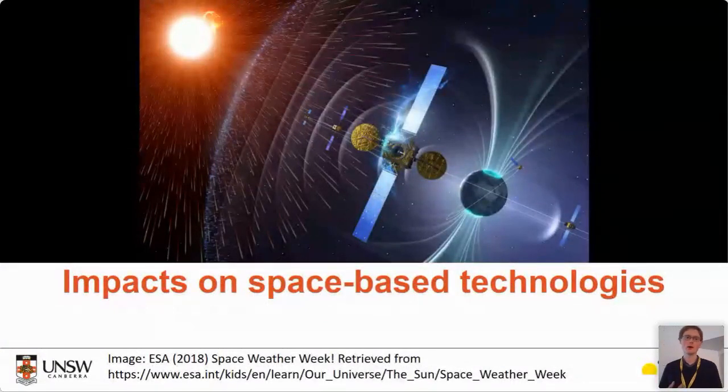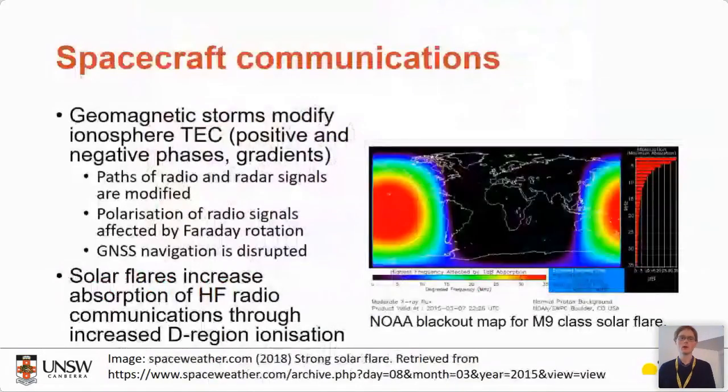For the final part of this talk, I move on to the impact of space weather on space-based technologies. So space weather can impact spacecraft communications. Geomagnetic storms modify the ionosphere, causing at various times positive and negative changes in total electron content, as well as gradients in this quantity. It modifies the paths taken by radio and radar signals, which can affect your estimates of satellite positions. It alters polarization of radio signals through Faraday rotation, which is important for communications, and it also disrupts GNSS navigation.